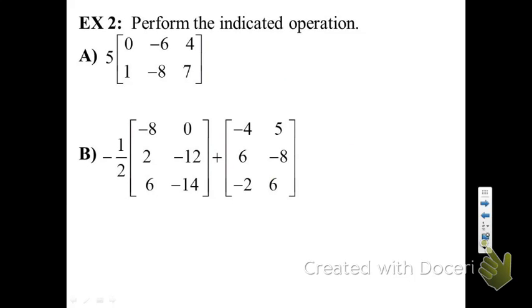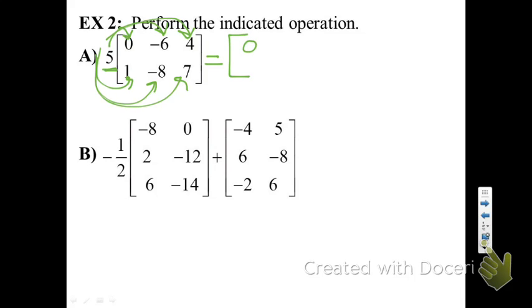So we're going to practice using that scalar. This 5, remember, we're going to distribute it to everything inside the matrix. And when you distribute, you multiply. So we get that 5 times the 0 will give us 0.